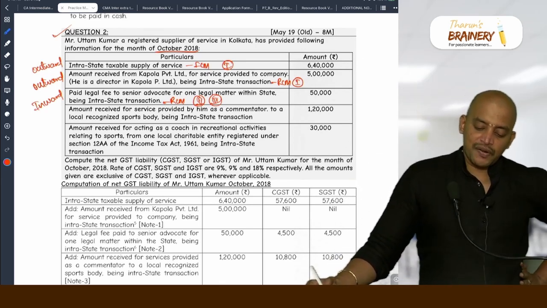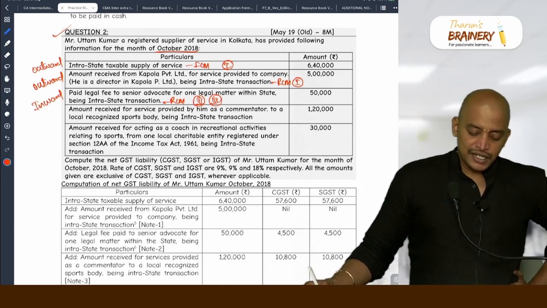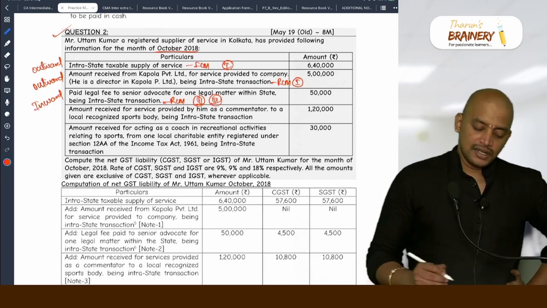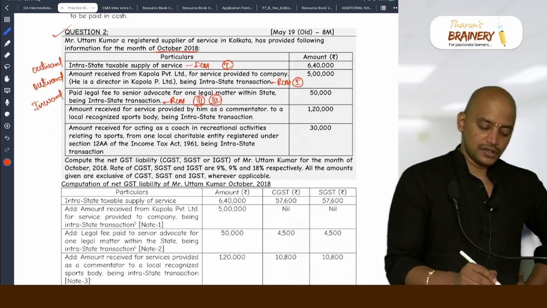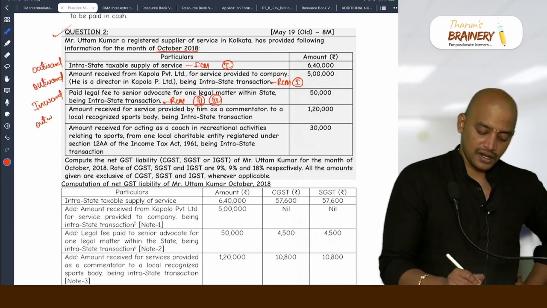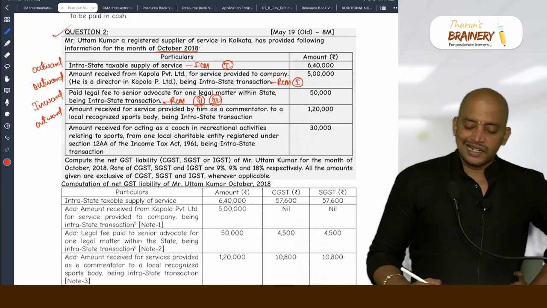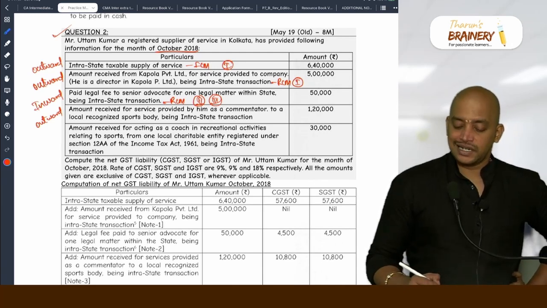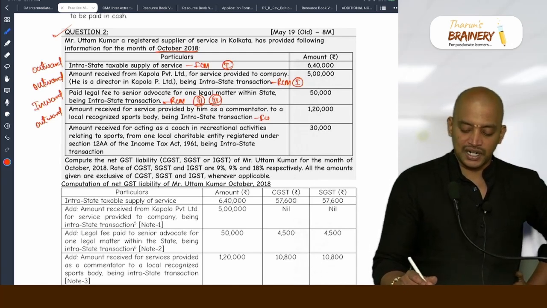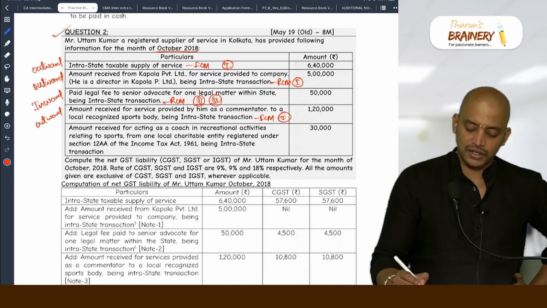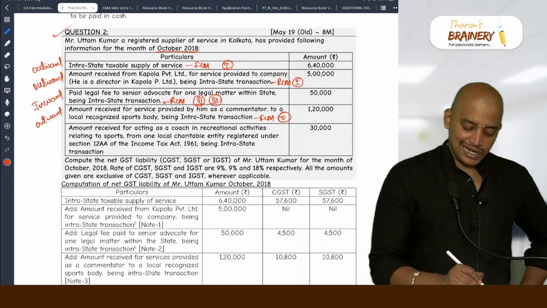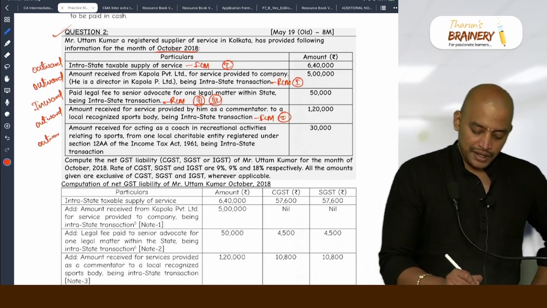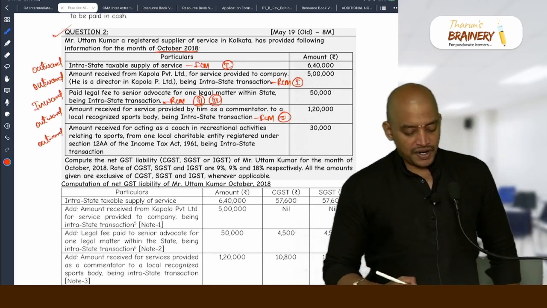Amount received for service provided by him as a commentator to a local recognized sports body, being an intrastate transaction. Outward or inward? Amount received, so outward. Commentator, do we have any exemption for a commentator? No, it will be taxable. It will come under FCM. So statement 1.